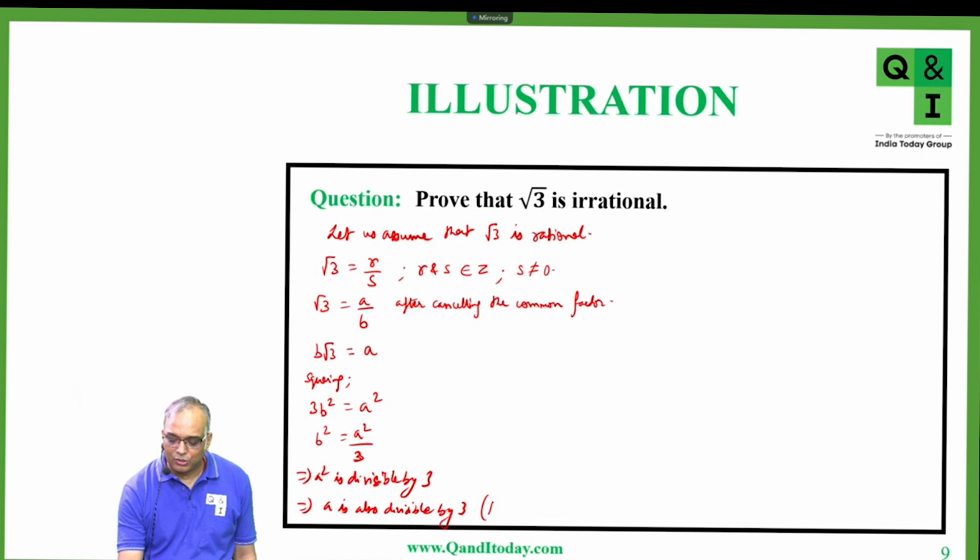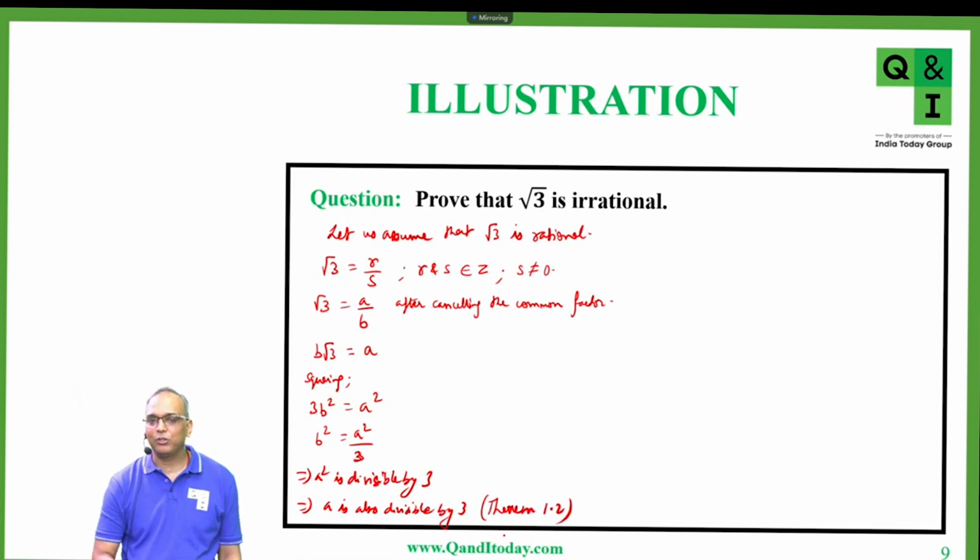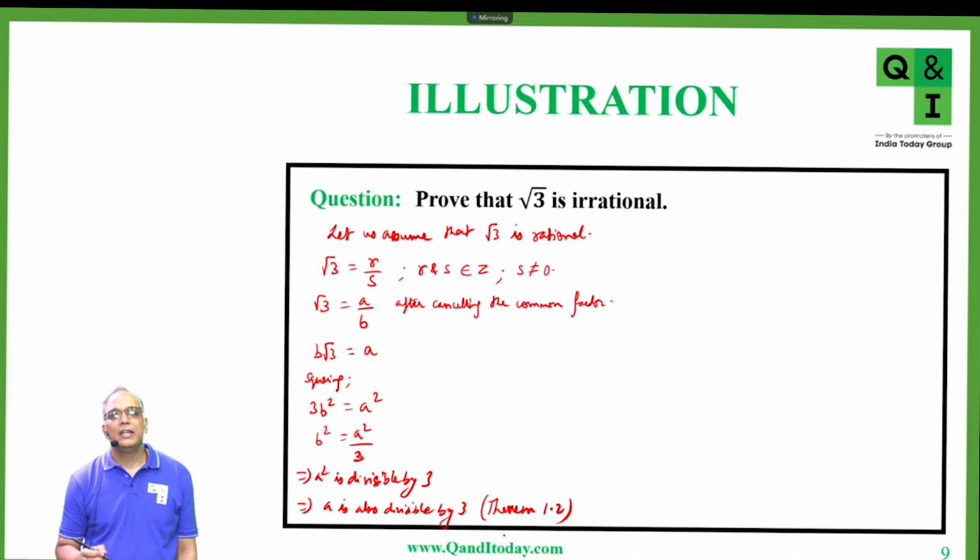Yes, sir. So here you will have to state that theorem. I am just writing theorem 1.2, but you will have to state it: if a square is divisible by a prime number p, then a will also be divisible by the prime number p. This statement you will have to write here.